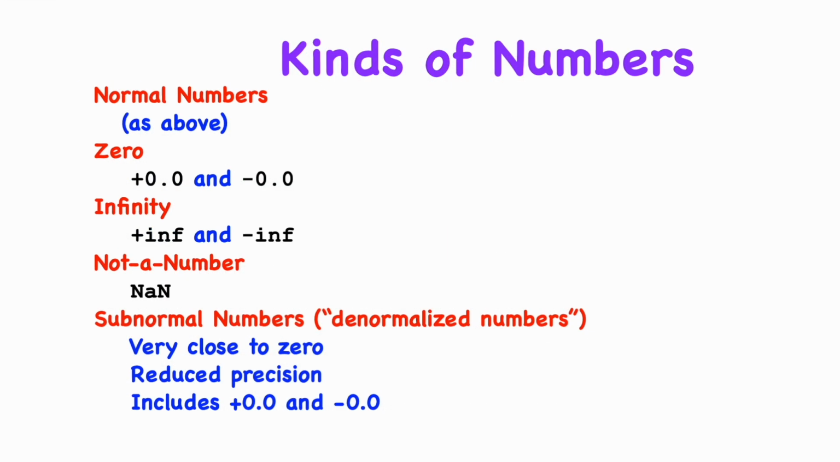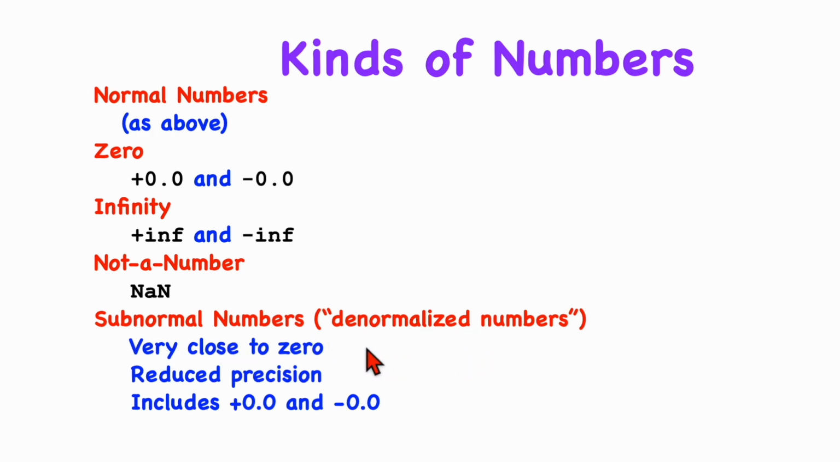With the floating point standard, there are actually several different kinds of things that we can represent. So far, we've just seen the representation of normal numbers, but we can also represent 0, infinity, not a number, and subnormal numbers, and these are distinguished by special values in the exponent field. With 0, the standard gives us both a positive 0 and a negative 0, and we also have positive and negative infinity, and we have something called not a number, and we have subnormal numbers, also called denormalized numbers.